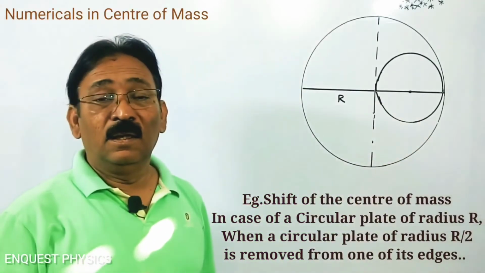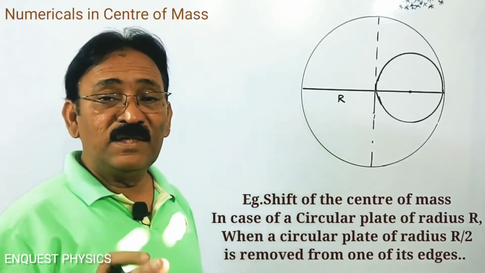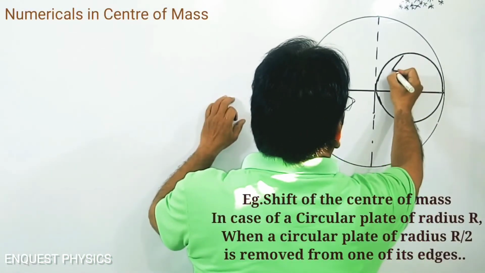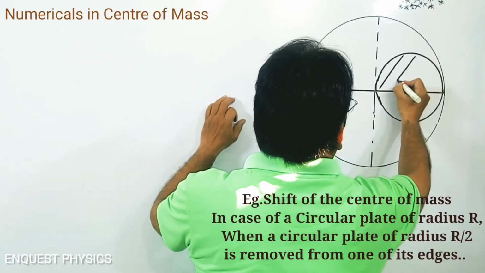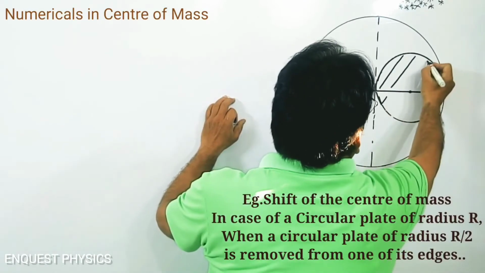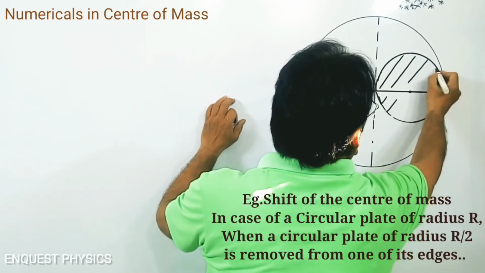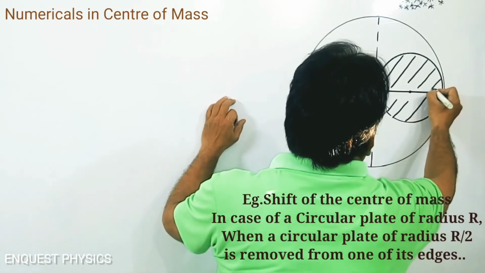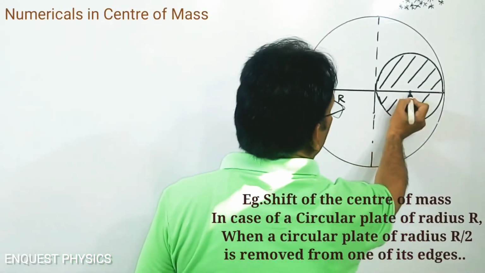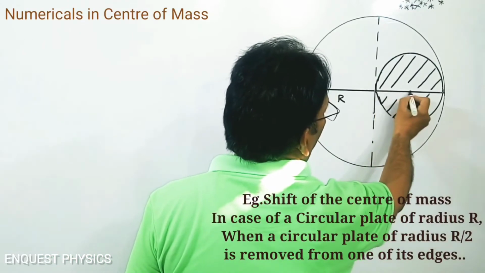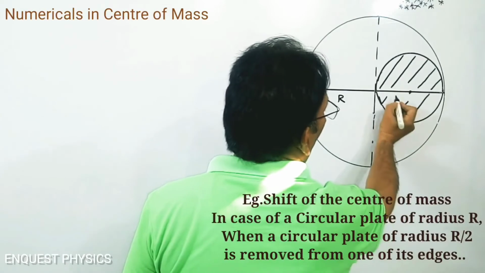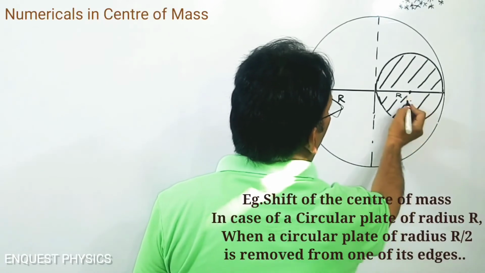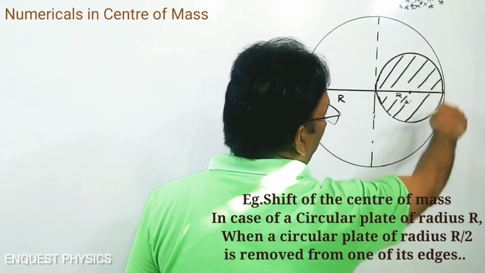You learned that center of mass always shifts towards the heavier part. If you remove this portion, this is the portion we are removing, students. It is the removed part, and this is the radius of the removed part. This distance is half of the radius of the circular plate.